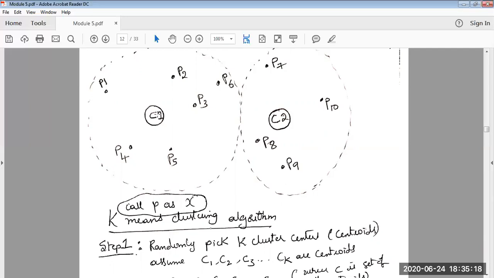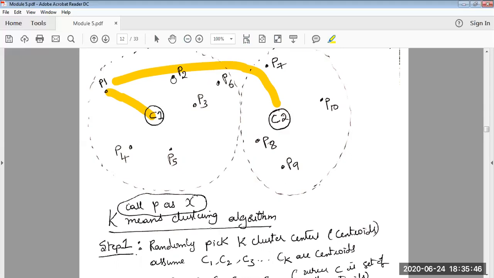For example, it will take data point 1 and measure the distance between P1 and C1 and between P1 and C2. So if P1 is closer to C1, the point P1 will be retained in cluster A. Else, if point P1 is closer to C2, the point P1 will be moved to cluster B.